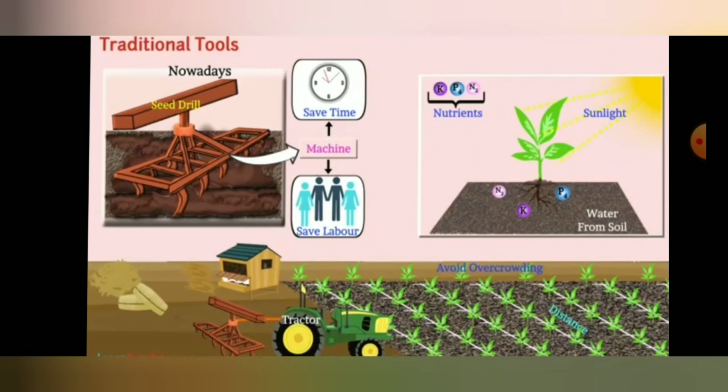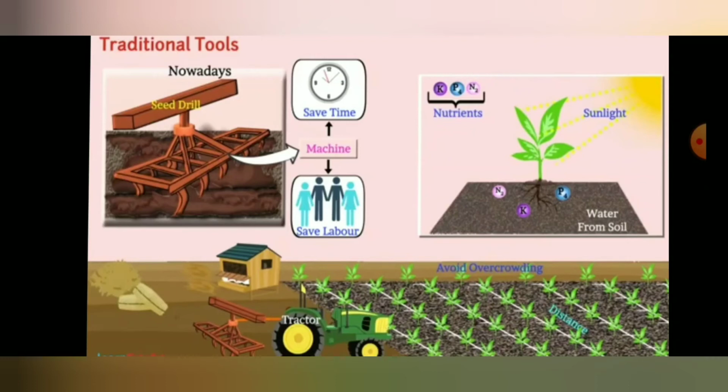If you place the plants near to each other, the growth of one plant will affect the other plants. That's why nowadays the seed drill machine is used to sow the seeds. If you use the seed drill, it will place the seeds at an equal distance and avoid the overcrowding of seeds. It will maintain the distance between the plants, so each and every plant gets the nutrients in a proper way and they will grow properly.